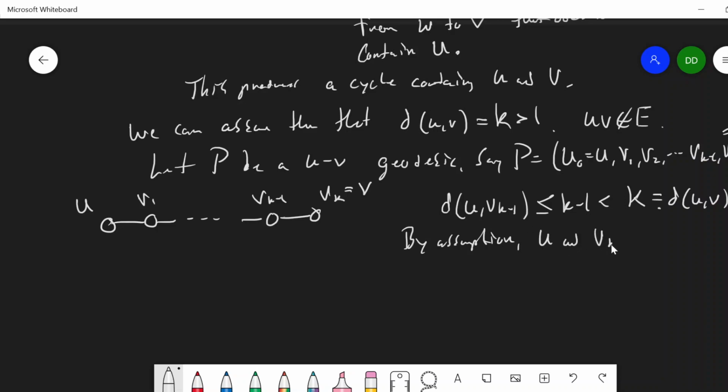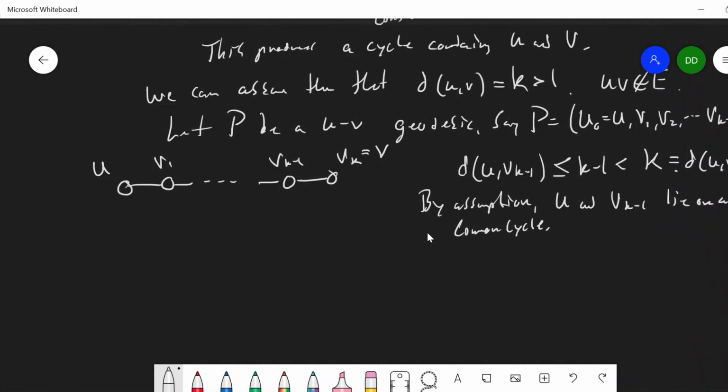U and Vk minus 1 lie on a common cycle. Right? Remember, we picked U and V so that of all the pairs that did not lie on a common cycle, that distance was minimum. Here's a pair that has smaller distance than that, and therefore they must lie on a common cycle. So what do we want to call this? Let me double check so I keep this consistent. I think I want to call this C. So let C be a cycle containing U and Vk minus 1.